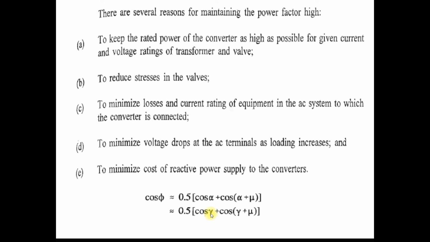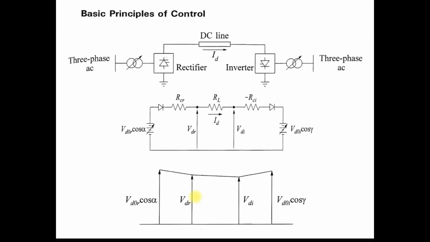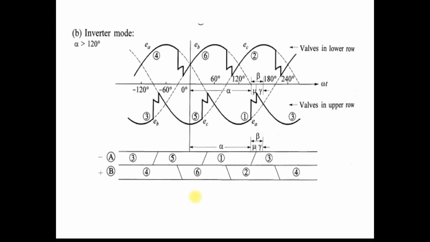But again, this minimum value of gamma must be sufficient so that commutation failure does not happen. Clear? Because commutation failure happens due to a too small value of gamma, since the outgoing valve does not have sufficient time to completely turn off. If you provide a very small value of gamma, what will happen? Your outgoing valve, valve 1, will not completely turn off in this duration because gamma is not a sufficient angle to completely turn off valve 1.